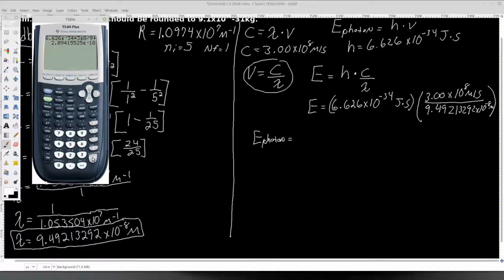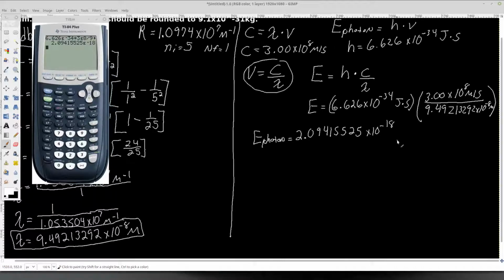Now you need to remember that that is how much energy it is for a single photon, okay? That's just for one. So let's go ahead and write that down. So that's an energy of a photon, which is, let me write it down, 2.09415525 times 10 to the negative 18th.